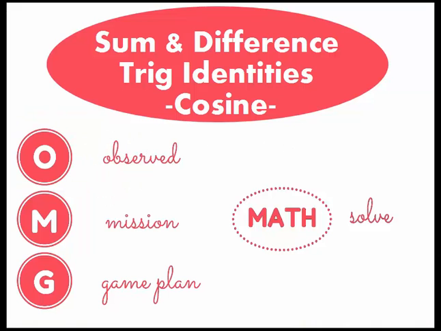Hey guys, today we're going to be going over sum and difference trig identities. The first example we're going to do is going to go over cosine. We're going to be using OMG Math to help us solve this one.